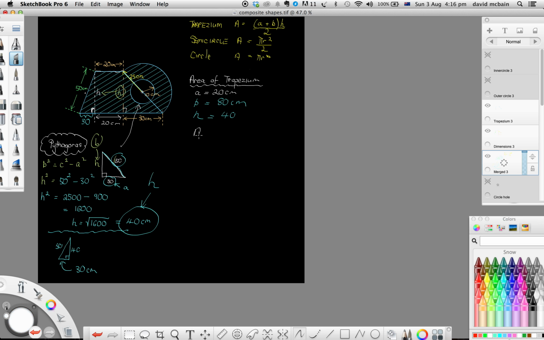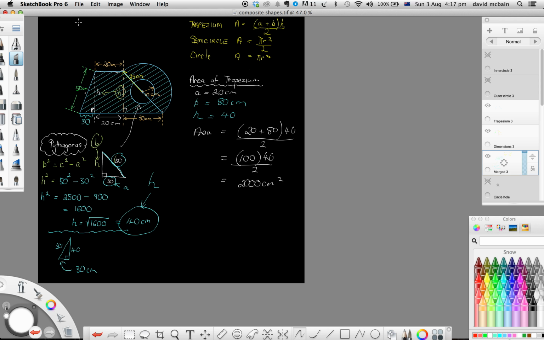So the area will equal a plus b, so it'll be 20 plus 80, times the height, which is 40, divided by 2, and that will equal 100 times 40 divided by 2, which will equal 4,000 divided by 2, which is 2,000. So that will actually equal 2,000 centimeters squared.